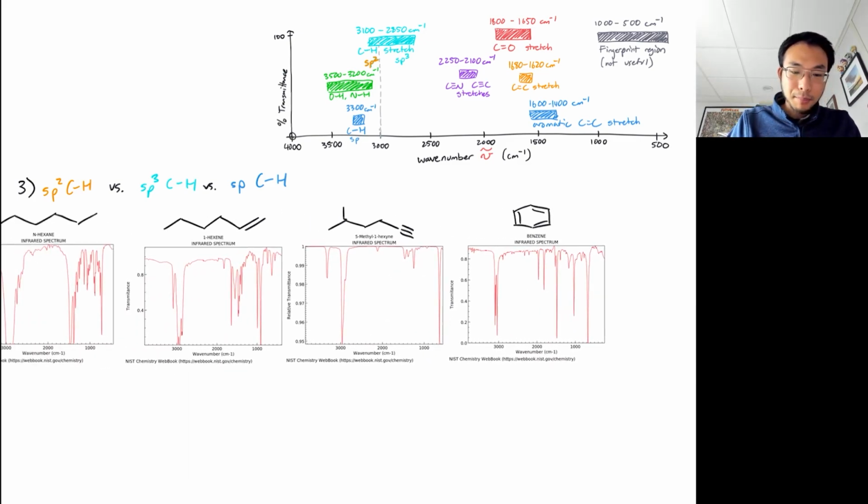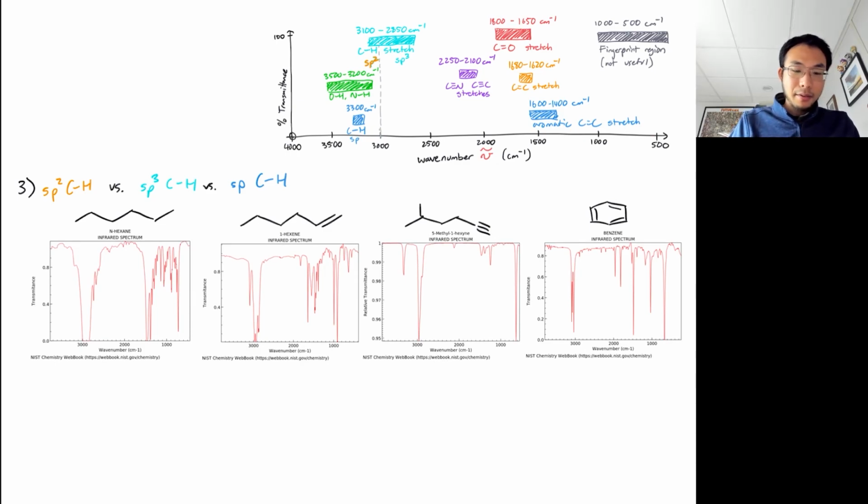So I can pull up some data here. I have 4 different molecules. We have hexane, 1-hexene, 2-methyl hexene, and then here's benzene.